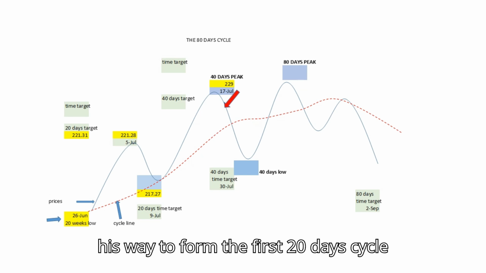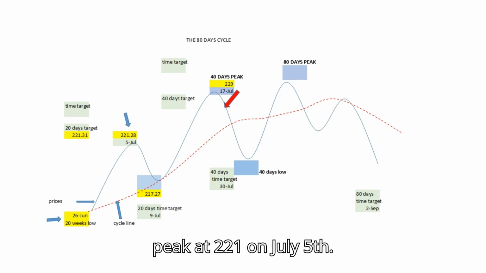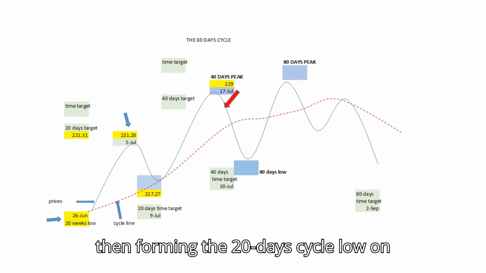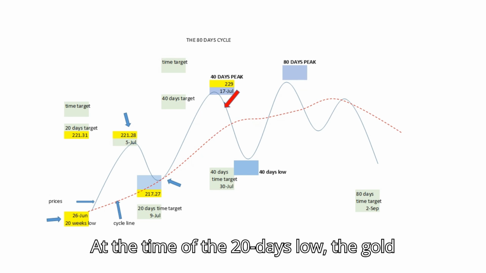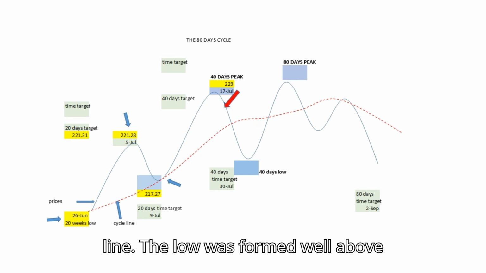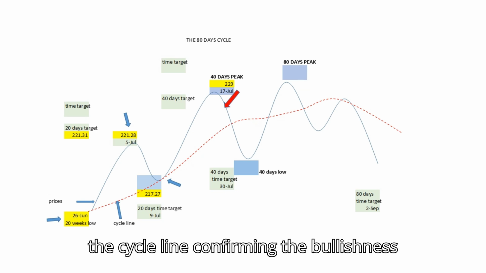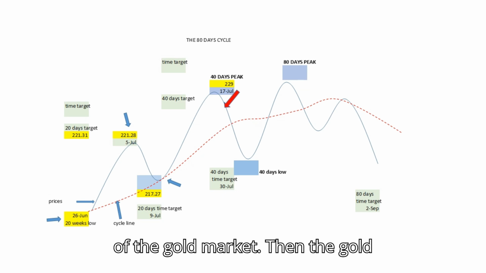On its way to form the first 20 days cycle peak at 221 on July 5. Then forming the 20 days cycle low on July 9 at 217. At the time of the 20 days low, the gold market should find support on its cycle line. The low was formed well above the cycle line, confirming the bullishness of the gold market.